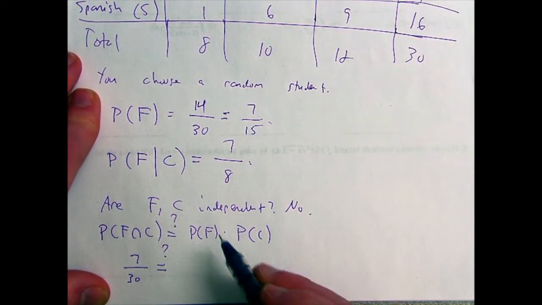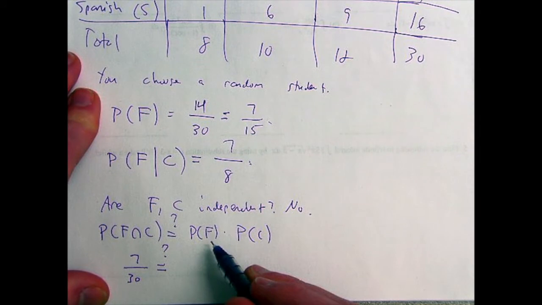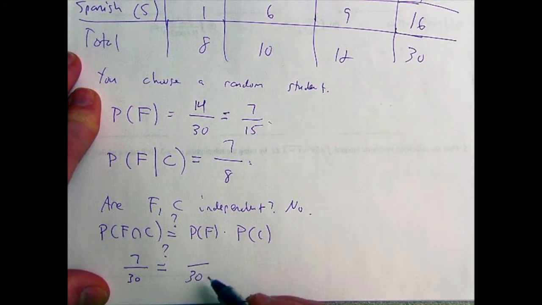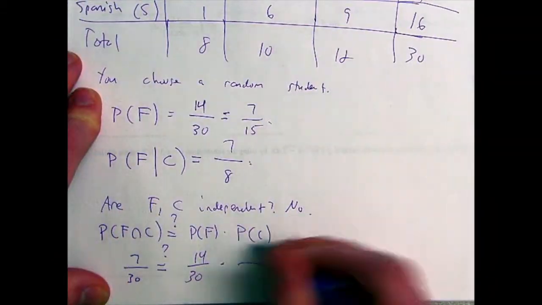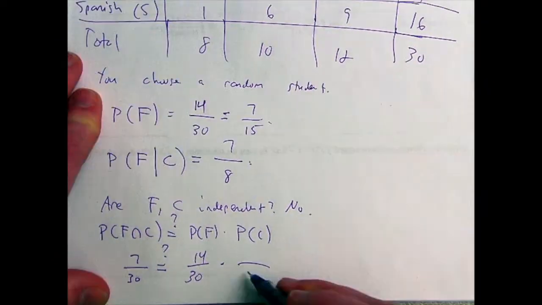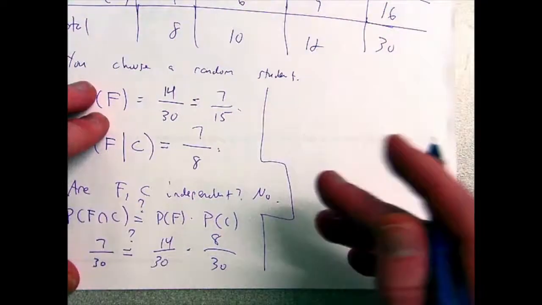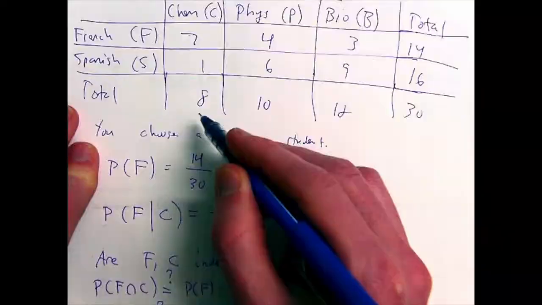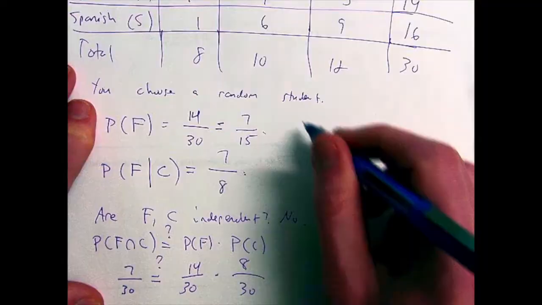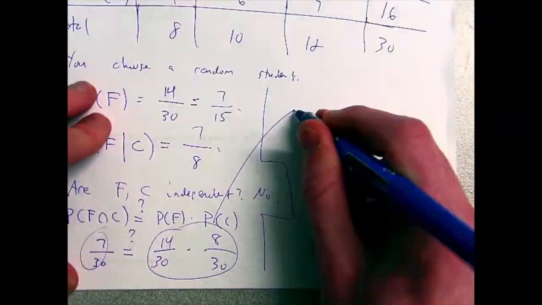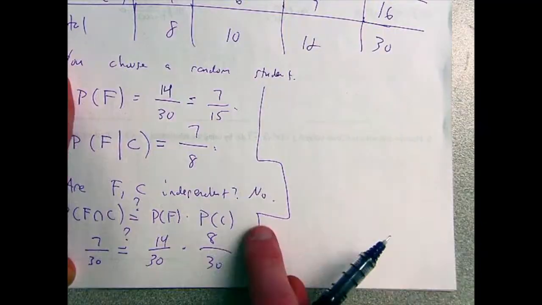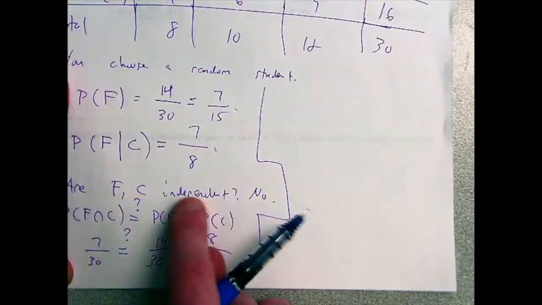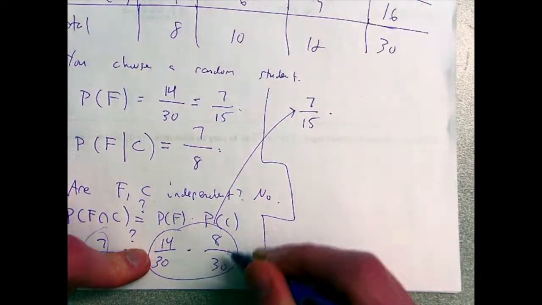And the question is, is that equal to the right-hand side? Well, probability that they study French, again, we're choosing out of 30. How many of them study French? 14. So 14 times, and then probability that they study chemistry, again, we're pulling out of 30. How many of them study chemistry? Looks like 8, right? Okay, so are these two things equal? They certainly don't look equal, and so you might be tempted to just say, no, they're not equal. In fact, we already know that they're not equal because we already determined that these two things aren't independent.